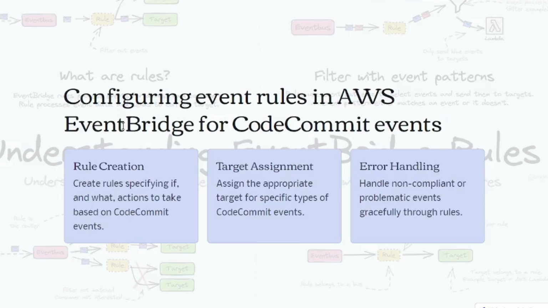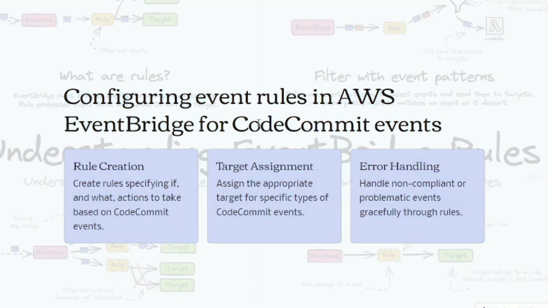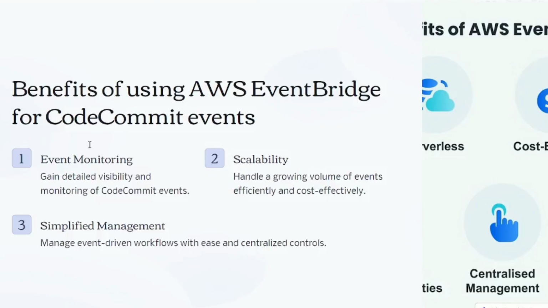Now, configuring event rules in AWS EventBridge for CodeCommit events. The first one is the creation of the rules, deciding what action we need to take based upon the CodeCommit event. Second is target assignment: when the events are triggered, what the target is going to do. The target assignment is very important. And then error handling. So let's get started with the demo section. You can clearly understand what I am trying to say.